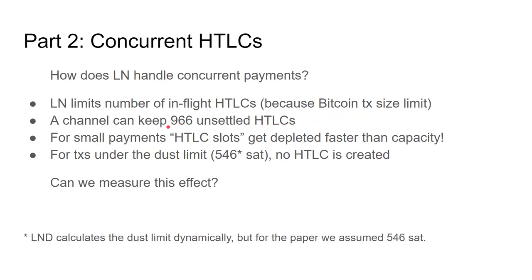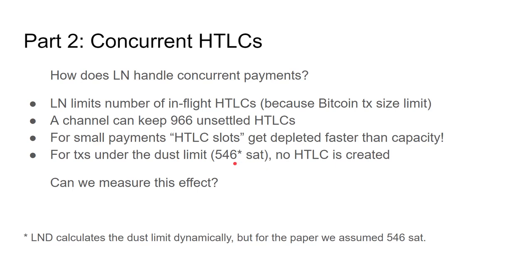And therefore, a channel can keep only up to 966 unsettled HTLCs. We call these HTLC slots, and we argue that for small payments, these HTLC slots get depleted faster than the capacity gets depleted. For transactions under the dust limit, which is 546 satoshis, no HTLC is even created. So the problem that we discuss in this part of our paper does not apply to these ultra small payments, but they are not protected by the Bitcoin security guarantees anyway.